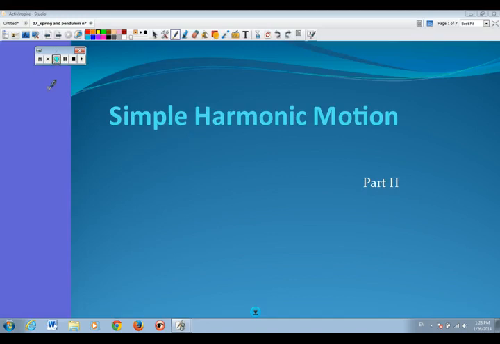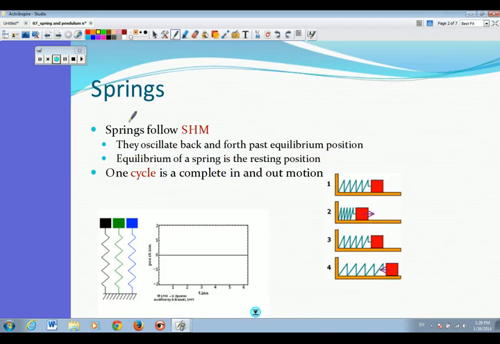What we'll be looking at now is the second part of simple harmonic motion with some specifics. We're going to relate them to two different things, pendulums and springs. And with a spring, you've got to remember, what do we need to have? We have to be able to oscillate back and forth past some type of equilibrium position. This equilibrium is a resting position.